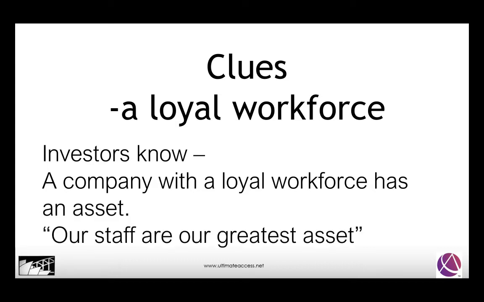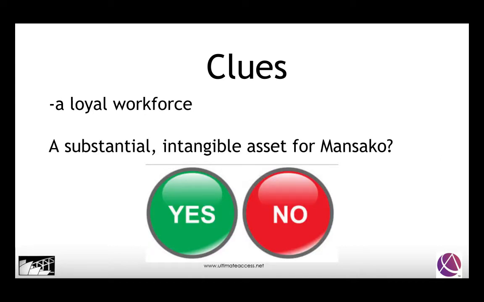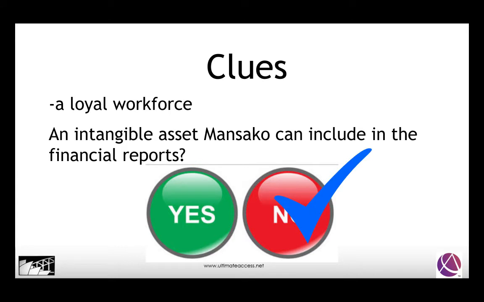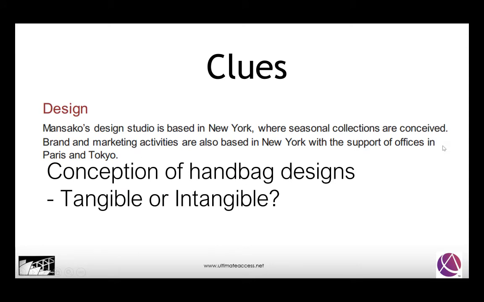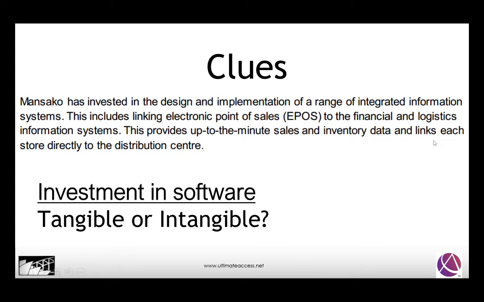So they talk about our staff being our greatest asset. And here's Goldman Sachs: our people are our greatest assets. So it's widely agreed. So this is a substantial intangible asset for Monsanto. Absolutely. But as an intangible asset, it cannot be included in the financial reports. So although we recognise a loyal workforce is a good thing, it's not something that can be included in the statement of financial position. Here we talk about the conception of handbag designs, and again, this is an intangible asset, something that we can include in the financial reports.